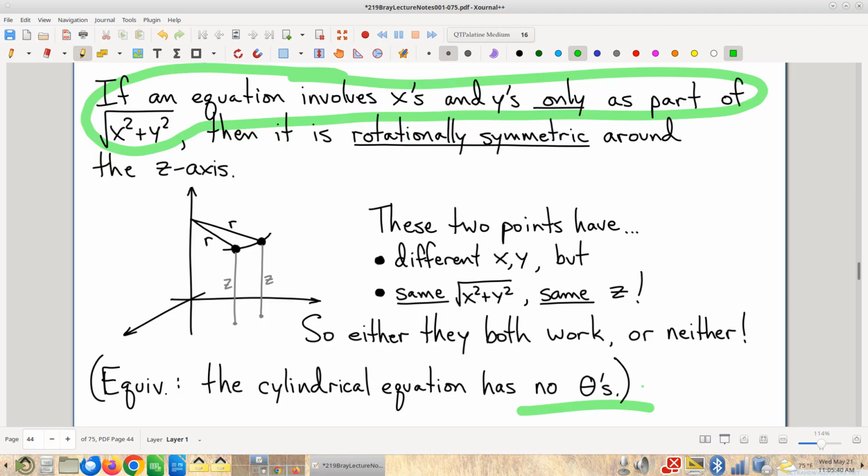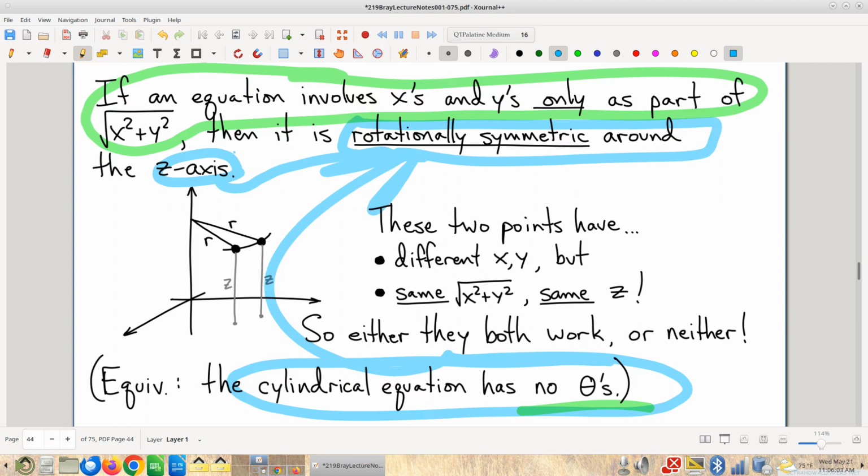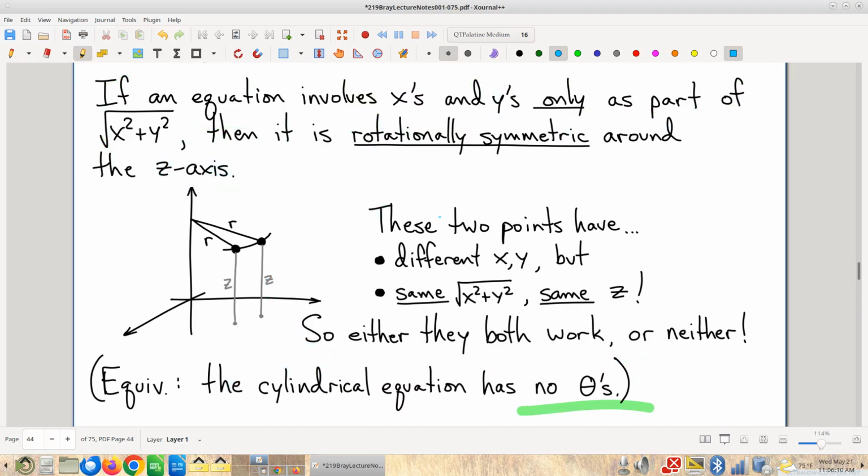Where else does theta come from? X's and y's are all part of that turn into r, and then z is already z. There's no thetas in the equation. We've already talked about this as a neat punchline. Whenever you have a cylindrical equation with no thetas, we've already talked about how that's rotationally symmetric around the z-axis. So, different point of view, arguably a little quicker, kind of piggybacks off an old idea we've already discussed, but anyway, two different points of view.